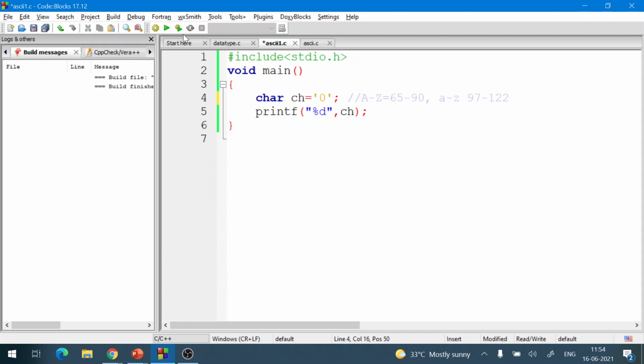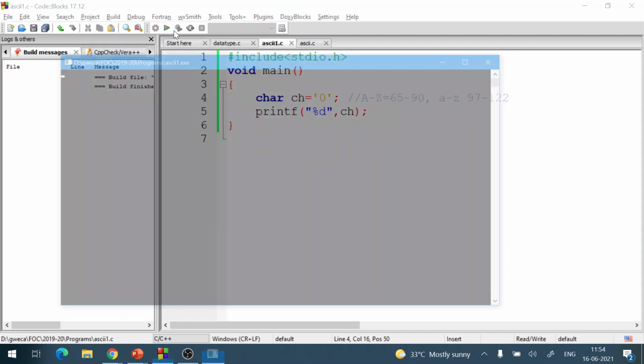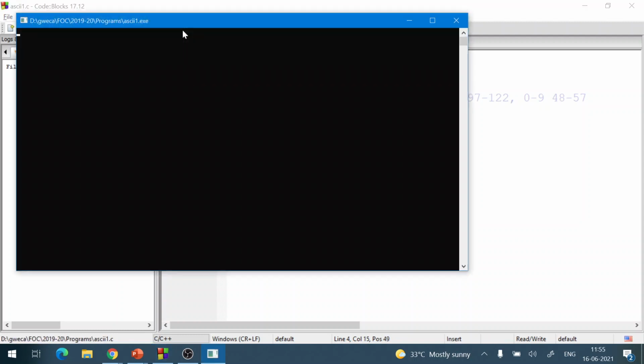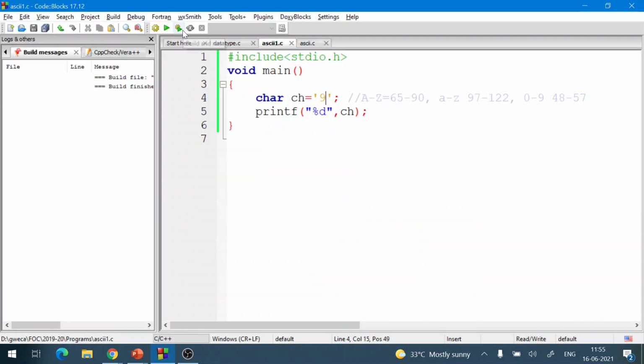Now let us see what its ASCII value is. Its ASCII value is 48. So you have to remember that the digits 0 to 9 have the ASCII values 48 to 57. Let us print, starting from 0, and 9 is the last digit, and if I run it, it has to be 57. So 48 to 57 are the ASCII values of 0 to 9. At least you have to remember these things.